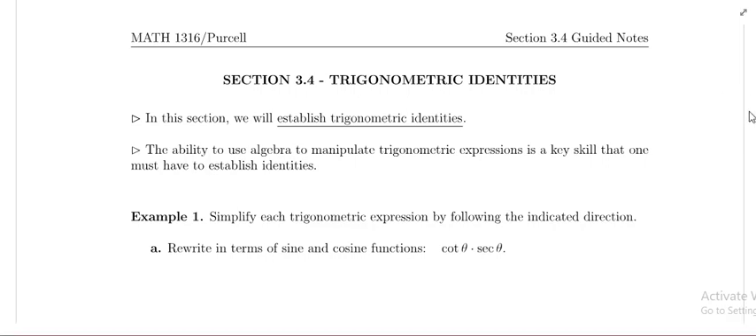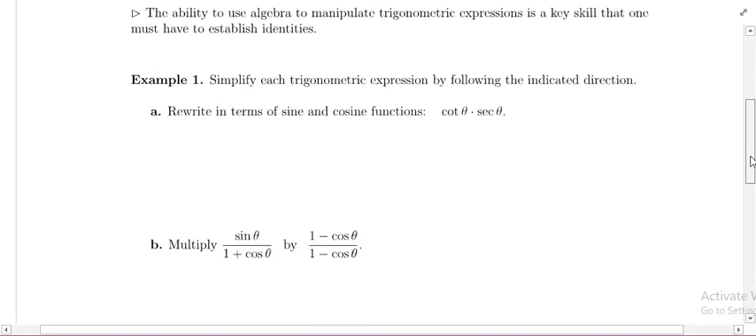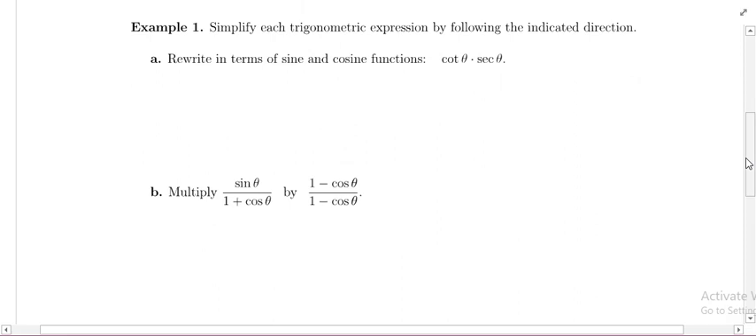Let's take a look at example 1. Example 1 says, simplify each trigonometric expression by following the indicated direction. Part A says rewrite in terms of sine and cosine functions the expression cotangent of theta times the secant of theta. If you see directions like this, you've been given this trigonometric expression.